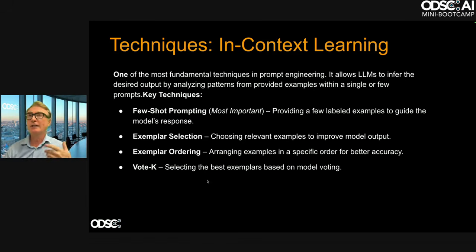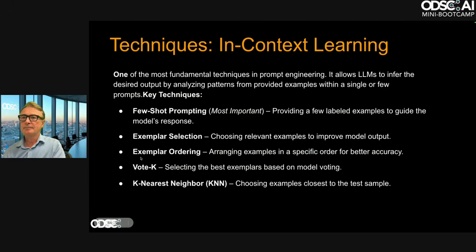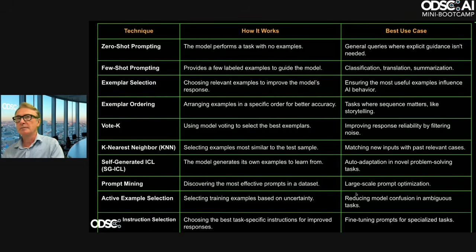Right, here's 100 correct samples, and here's 5 are the best, and the K is the 5. Vote K, and then K nearest neighbor, which is a classical machine learning technique. You can say which is the nearest to the test sample or the gold sample.